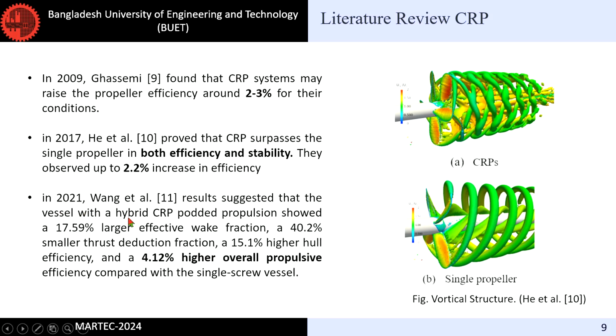In 2021, Wang et al. results suggested that the vessel with a hybrid contrarotating propeller-podded propulsion showed a larger effective wake fraction, a smaller thrust deduction fraction, a higher hull efficiency, and an overall 4.12% higher propulsive efficiency compared with the single screw vessel.